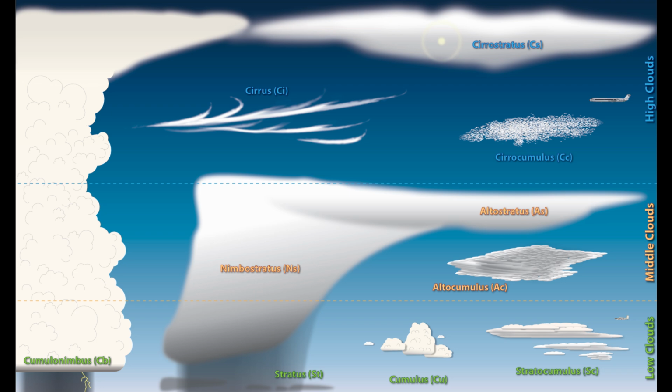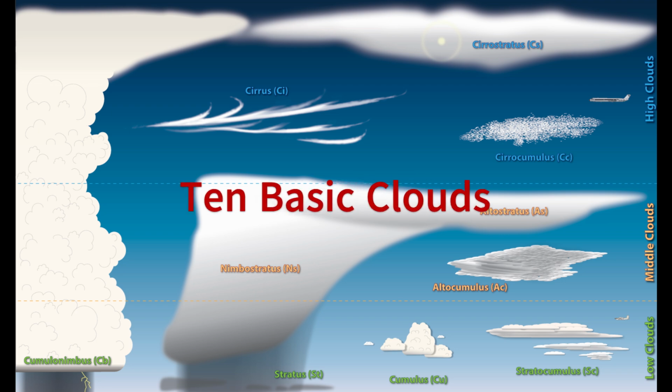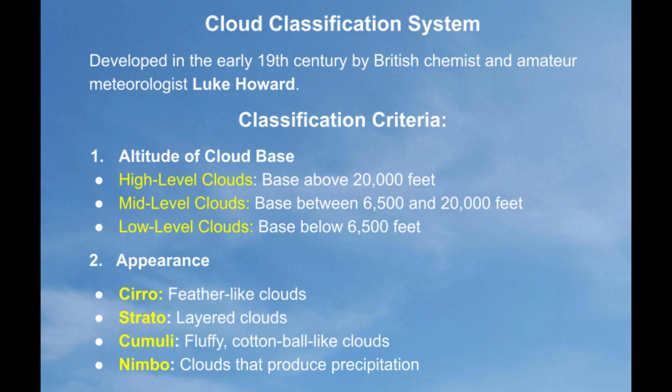There are clouds that signal fair weather and others that bring rain. Despite this wide variety, clouds are classified into just 10 main types. Get ready to learn their Latin names. The classification system we use today was developed in the early 19th century by British chemist and amateur meteorologist Luke Howard.